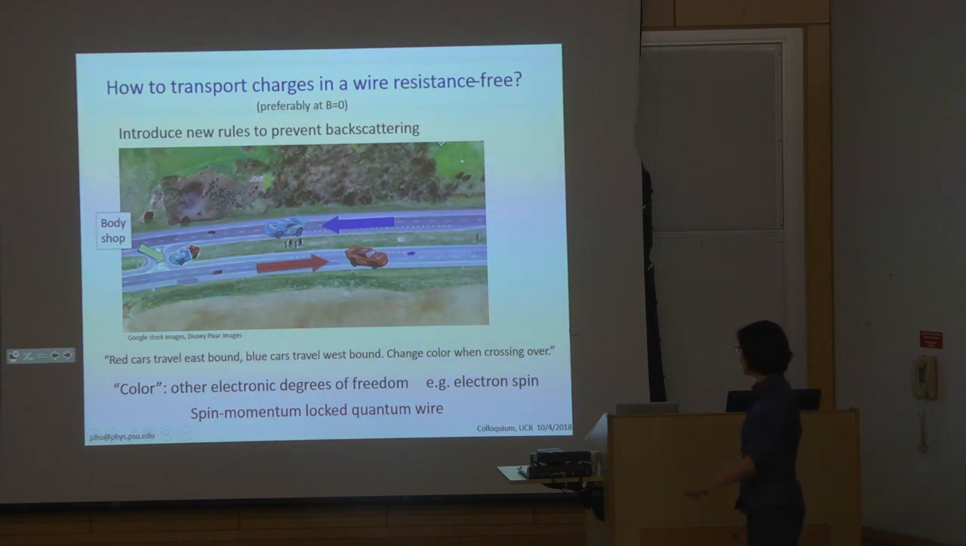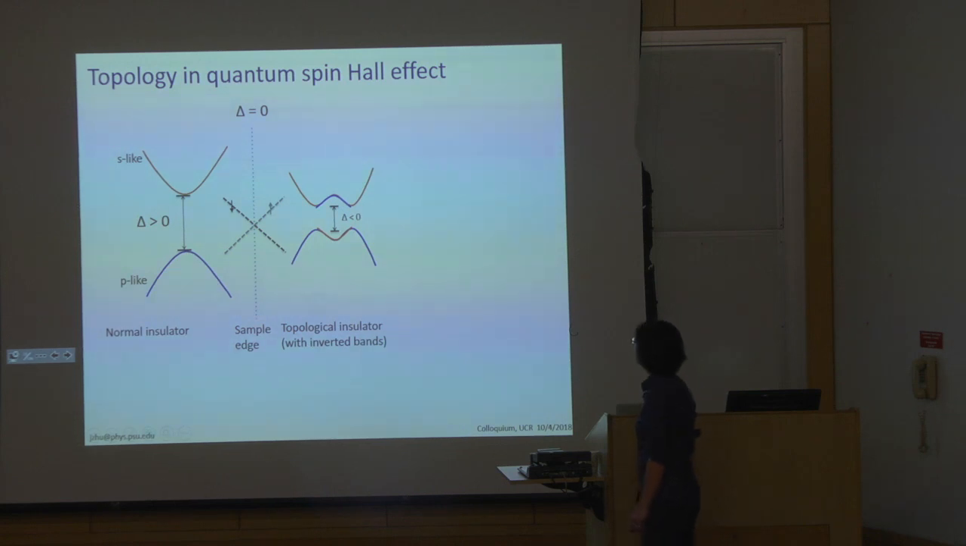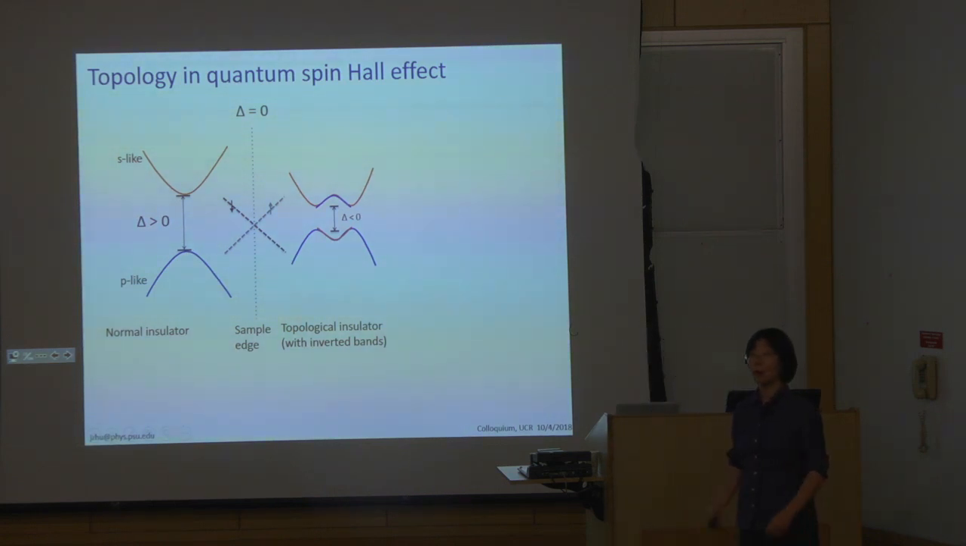Okay? So this kind of system actually happens. And you can see that it doesn't break time reversal symmetry. It has both wires going this way and wires going that way. So this kind of wires occur in a phenomenon called the quantum spin Hall effect, or a two-dimensional topological insulator.